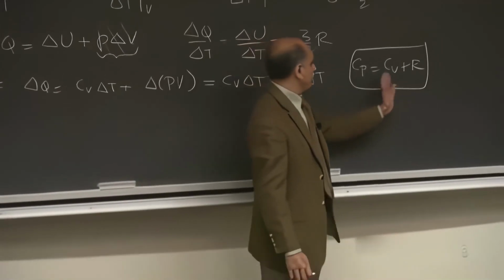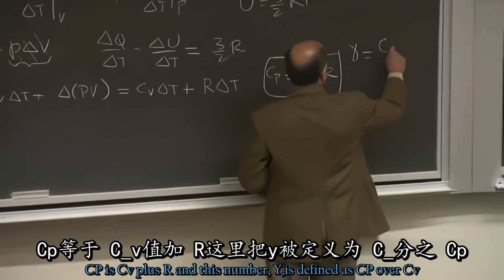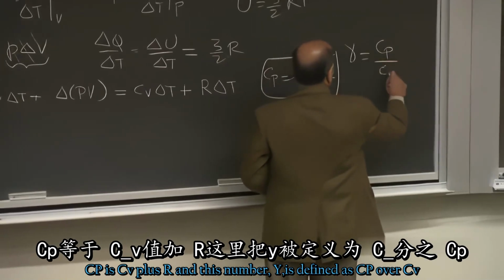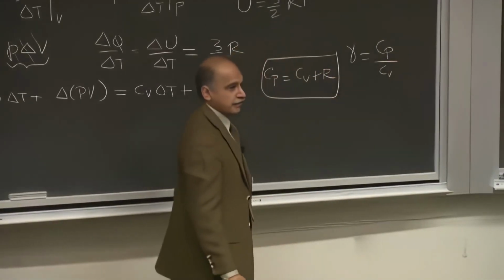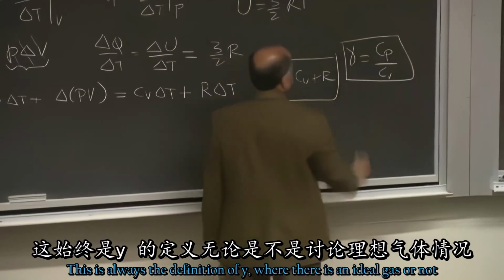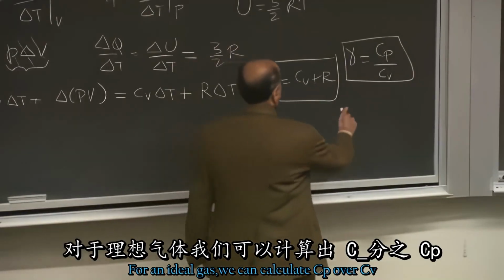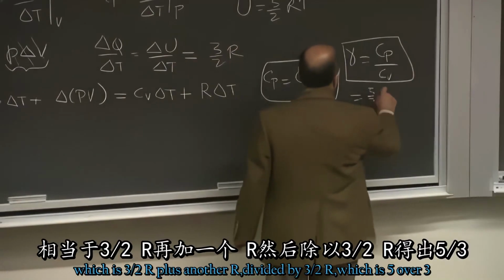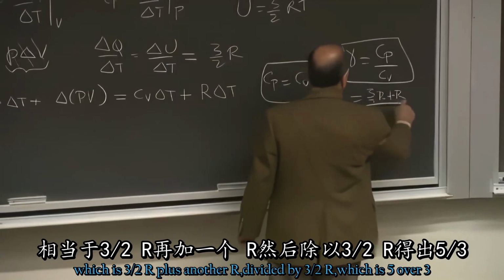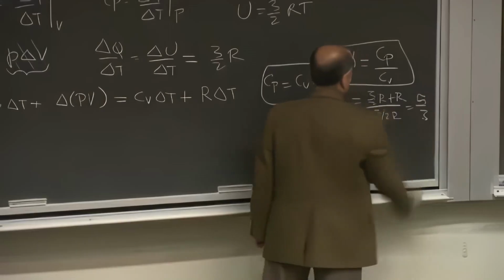For an ideal gas, Cp is Cv plus R, and this number gamma is defined as Cp over Cv. This is always the definition of gamma, whether it's an ideal gas or not. For an ideal gas, we can calculate Cp over Cv, which is 3 over 2 R plus another R divided by 3 over 2 R, which is 5 over 3.